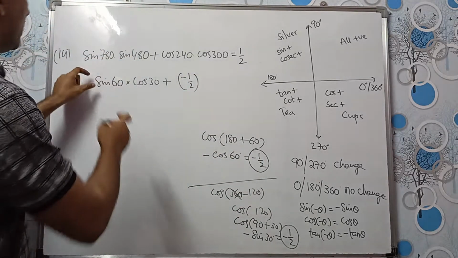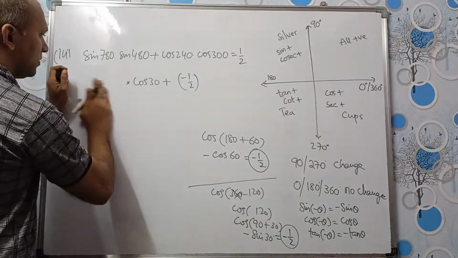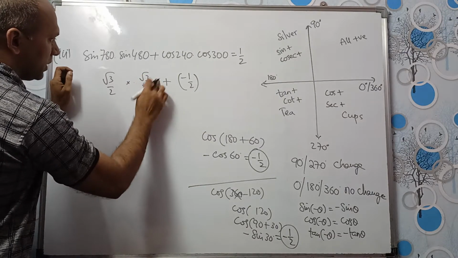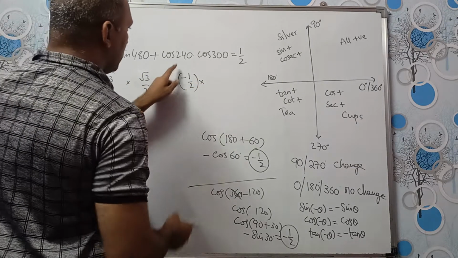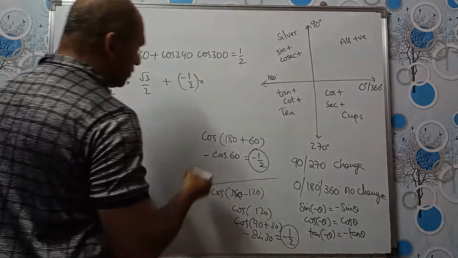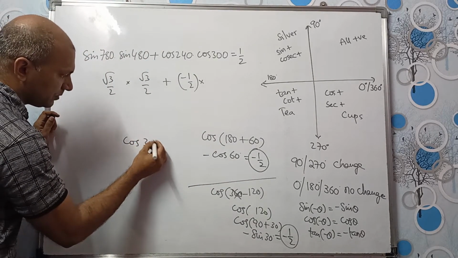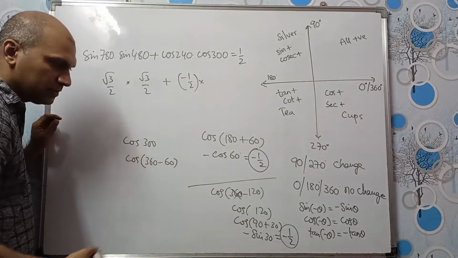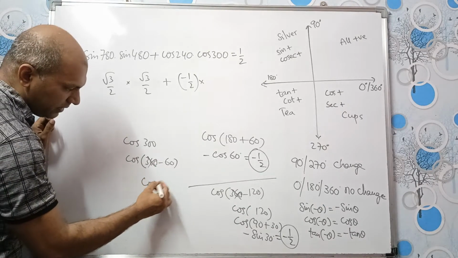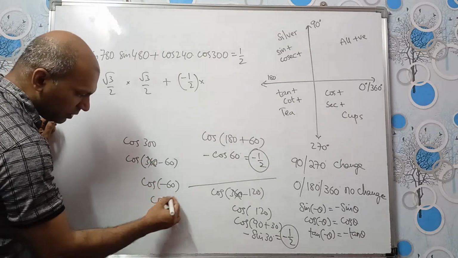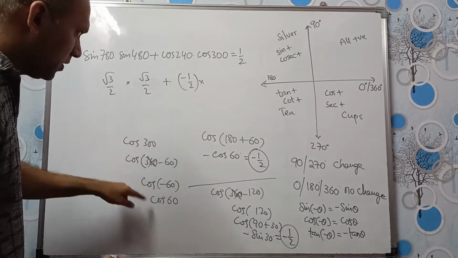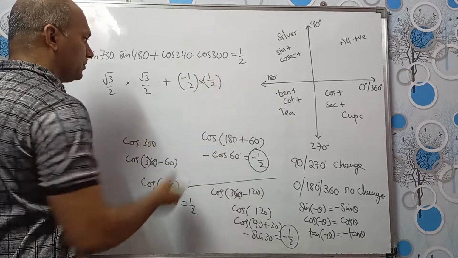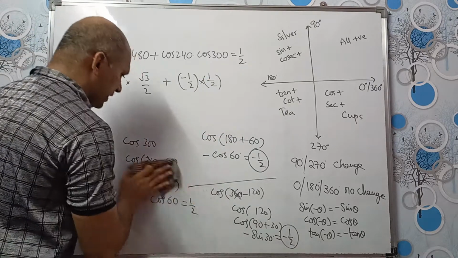Okay, let us write the values here. See, sine 60 and cos 30, we know the values, right? Sine 60 is root 3 by 2, cos 30 is also root 3 by 2, multiplied by cos 300. How should we simplify cos 300? Let us use this trick. 360 minus 60, right? We can cancel this and write it as cos minus 60 or cos 60. Cos 60 is equal to 1 by 2. So this is 1 by 2. I hope this is clear.